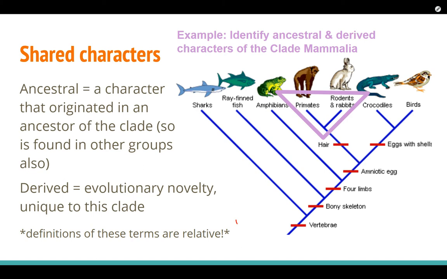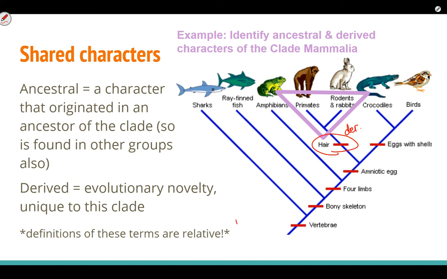So here's an example. This right here, the purple triangle that includes primates and rodents and rabbits, is the clade Mammalia. Those are the mammals on this tree. So it says, identify an ancestral and a derived character of the clade Mammalia. So let's do the derived one first, because that's usually easiest to identify. A derived one is the new characteristic, the evolutionary novelty that makes mammals unique. What is the trait that evolved just before this clade that makes mammals different from everything else? Yeah. Hair, right? This one is the derived character for the mammalian clade. They have hair, nobody else does. That's the evolutionary novelty, the thing that makes them different.